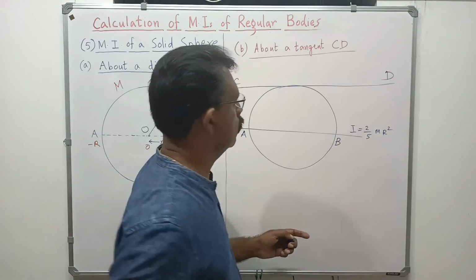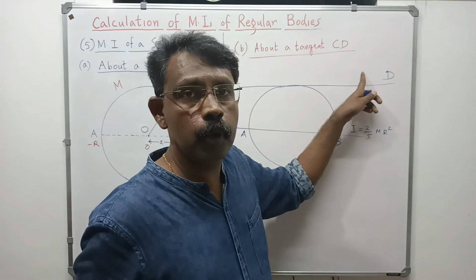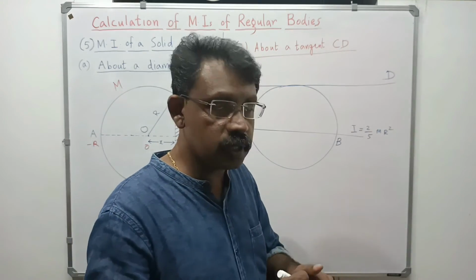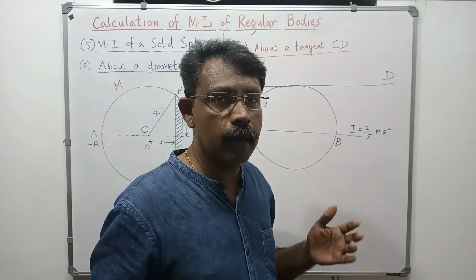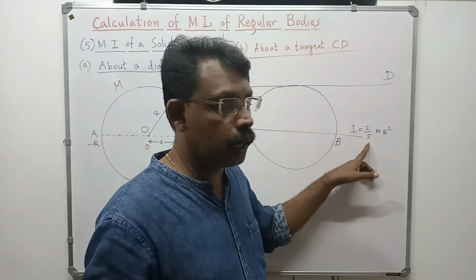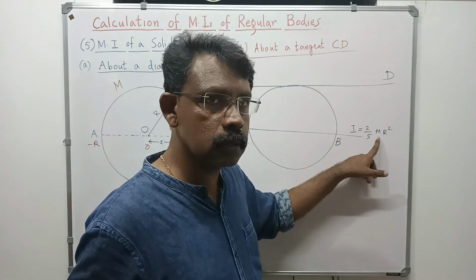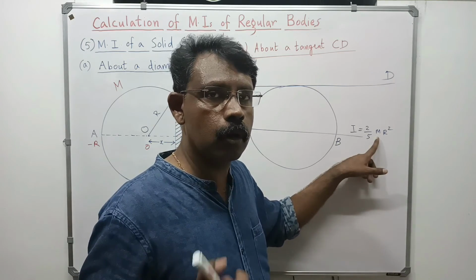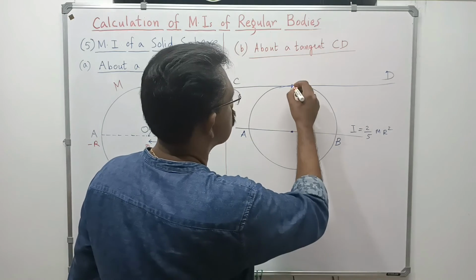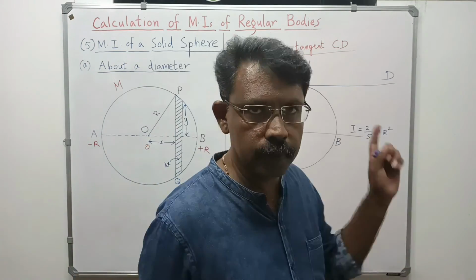So if we know this, how will we find the moment of inertia of the sphere about another axis, which is a tangent? For this we apply nothing but the parallel axis theorem. What is the parallel axis theorem? It states that if you have two parallel axes, one passing through the center of mass, the moment of inertia about the other is given by this plus the product of mass and the square of the distance between the axes. It is clear from this figure that the distance between this axis and this axis is r itself, the radius of the sphere.